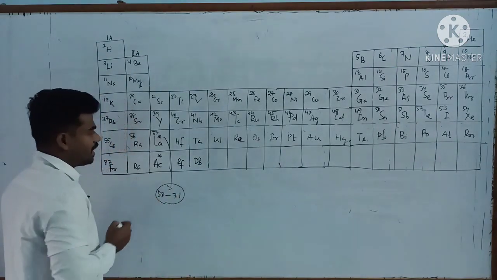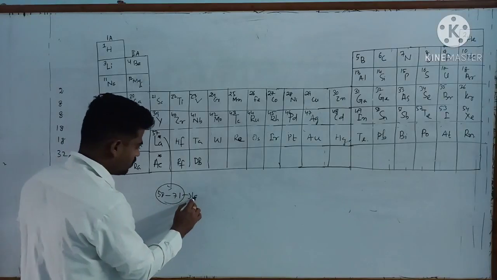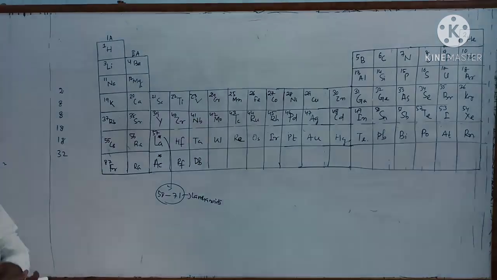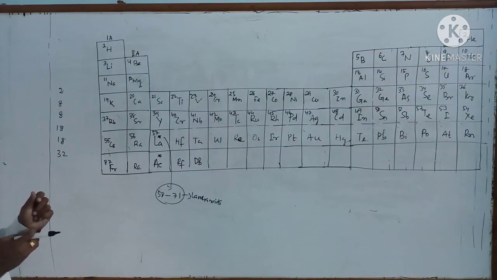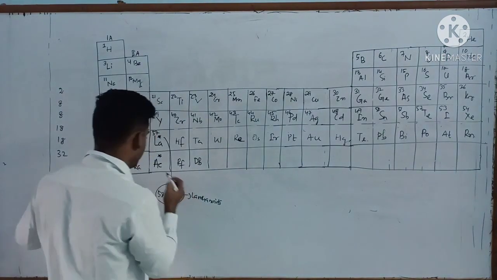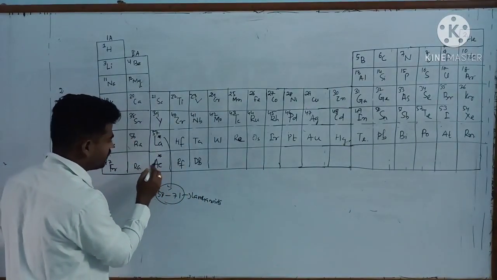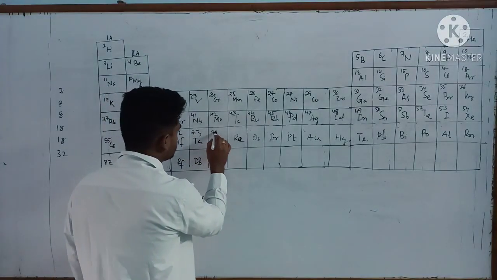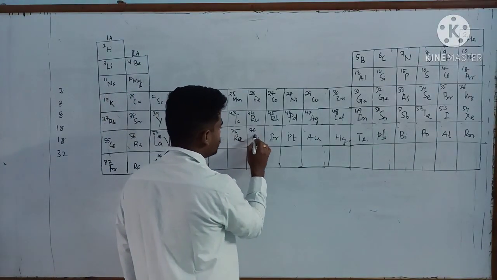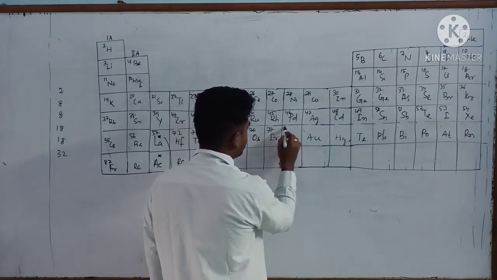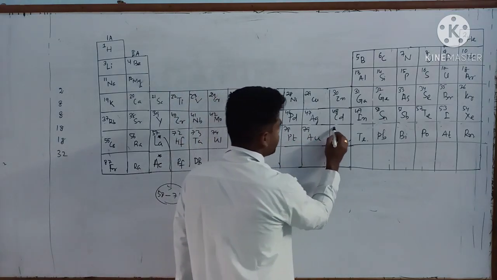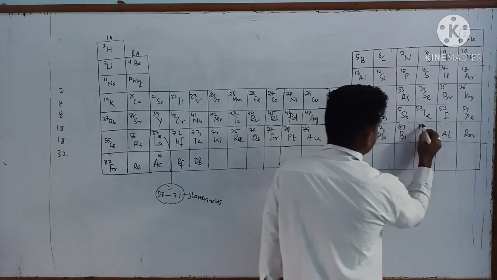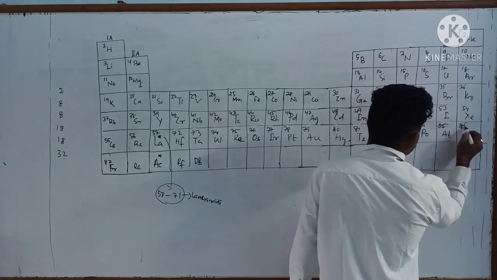These are known as lanthanoids because these are 14 elements placed just below cerium. And from actinium we'll see, so 71, here starts 72, 73, 74, 75, 76, 77, 78, 79, 80, 81, 82, 83, 84, 85 and 86.